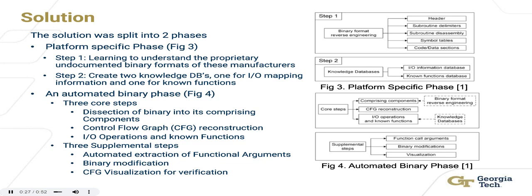The automated binary phase had three core steps: dissection of the binary into its comprising components, control flow graph reconstruction, and I/O and operations functions identification. There were three supplemental steps: the automated extraction of the functional arguments, the binary modification, and the control flow graph visualization for verification. These will be looked at in detail in the following slides.